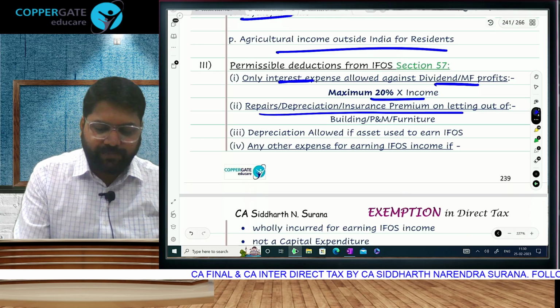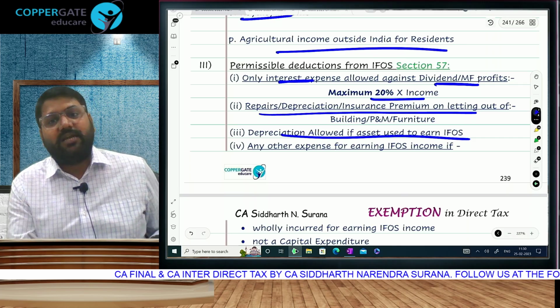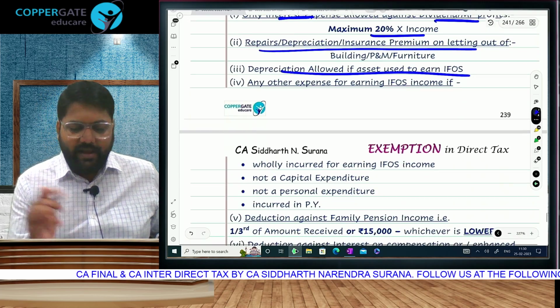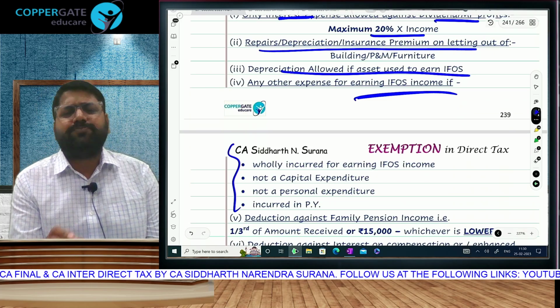Then day-to-day expenses like we allow in PGBP, we will allow in IFOS also. If there is any asset, its depreciation will always be allowed, and any expenditure which is incurred for earning IFOS. Same policy as PGBP.